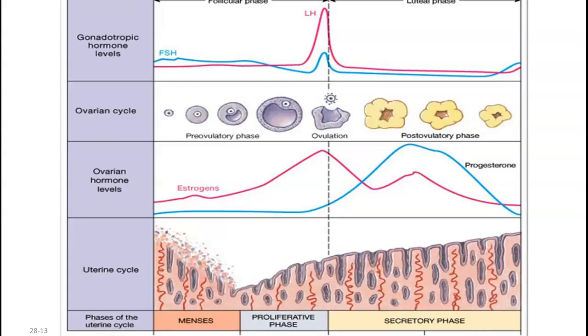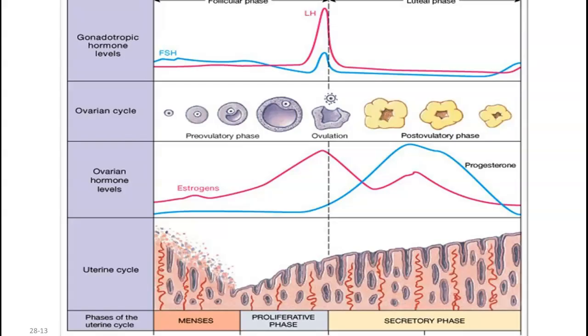So notice that right before day 14, estrogen is peaking. That's feeding back to the hypothalamus and anterior pituitary, and we're getting a surge of LH. That surge of LH causes ovulation. So if you can see on day 14, we've got the egg popping out. Now the egg is going to start to travel.